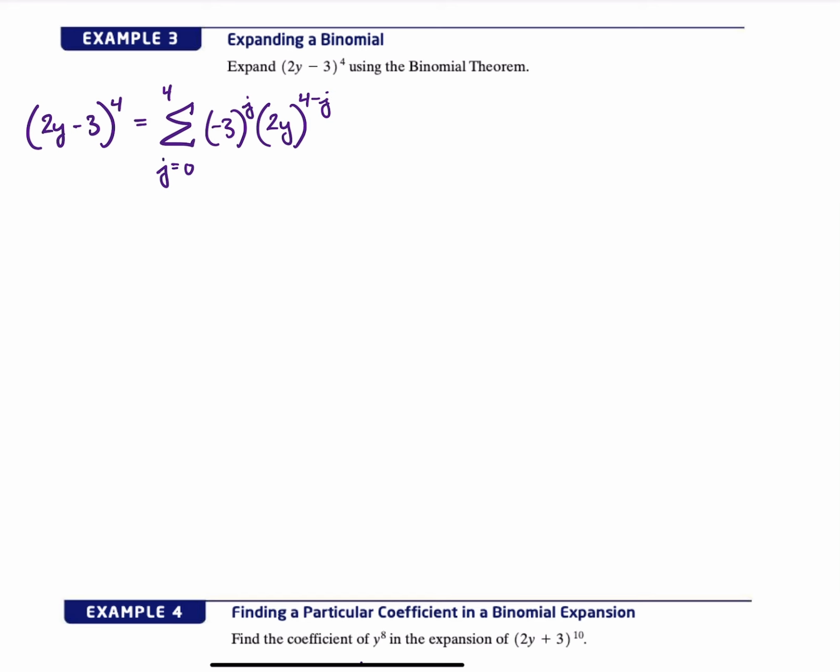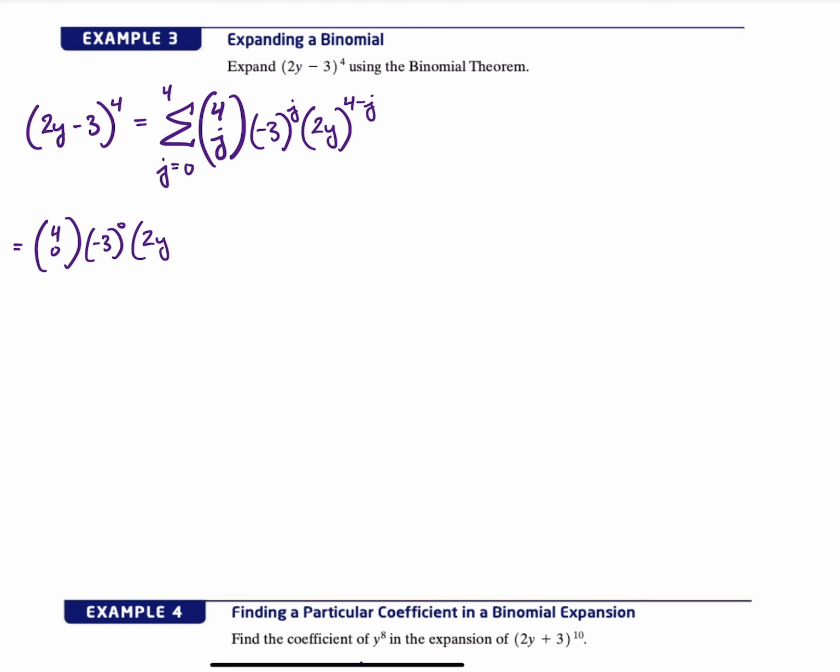So let's expand this out. Oops, and I forgot our choose. Here, let me scoot this over. So we should also have 4 choose j in front. So let's start expanding this out. First term would be 4 choose 0. Then we'll have negative 3 to the 0 power. And then 2y, this whole thing, to these various powers, so to the 4th power. So we'll end up with some powers of 2 that will enter into the mix here.